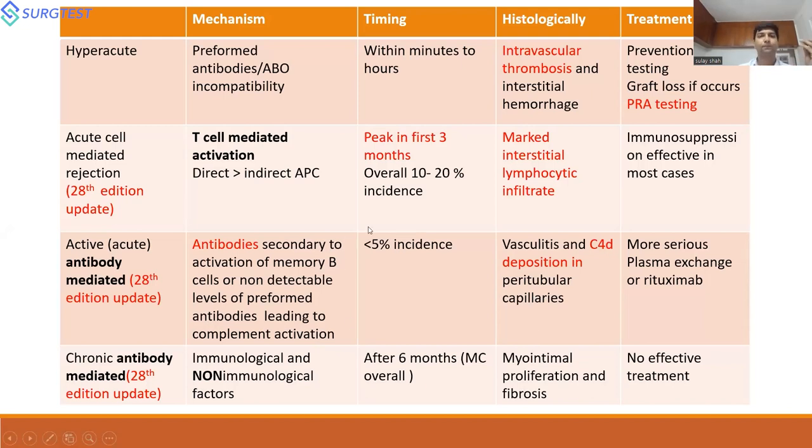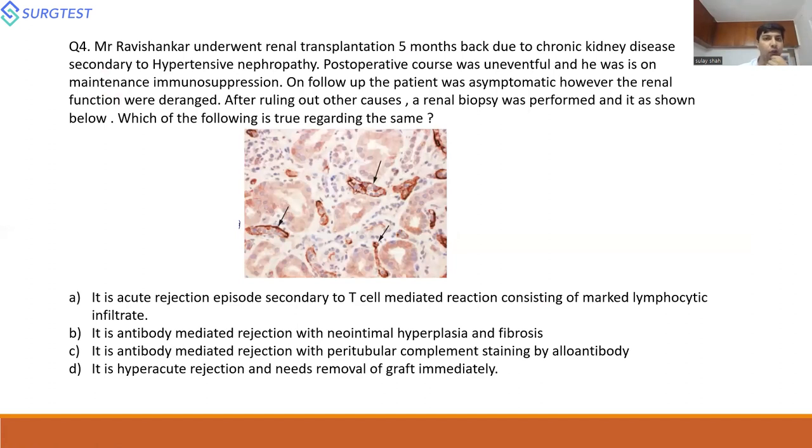Okay. So this is a long question for you. Basically a primary image based question, and we have already discussed whatever the answer is here. So you guys have to now quickly tell me what the answer should be. Mr. Ravi Shankar underwent a renal transplantation 5 months back due to CKD with hypertension nephropathy. Postoperative course was uneventful and he is on maintenance immunosuppression. The patient was asymptomatic. However, the RFTs were deranged. After ruling out other causes, a biopsy was performed and it shows the diagram. So this is basically an image-based question. Which of the following is true?